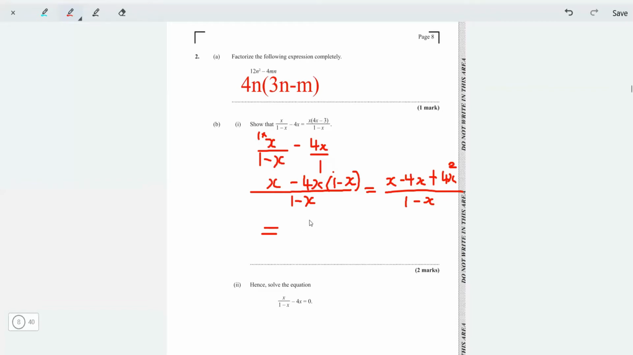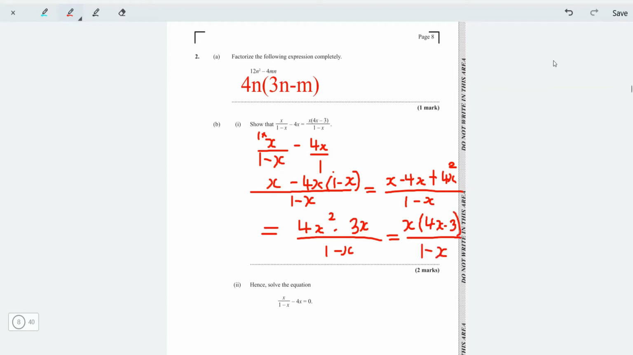And this part is 4x squared. So x minus 4x is negative 3x. So I'm going to put the 4x squared part first, and then I put my negative 3x, and then that is being divided by 1 minus x. And then, of course, what I can do is factor out my x. By factoring out my x, I'm left with 4x minus 3. This was easy. That's the numerator over 1 minus x. And that's how we do this proof right there.